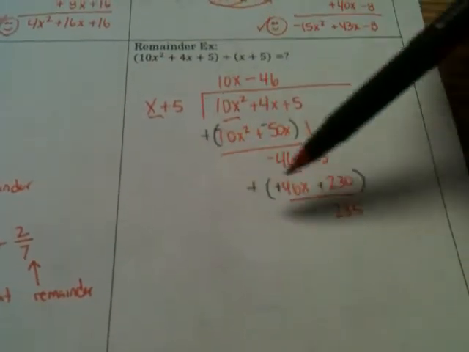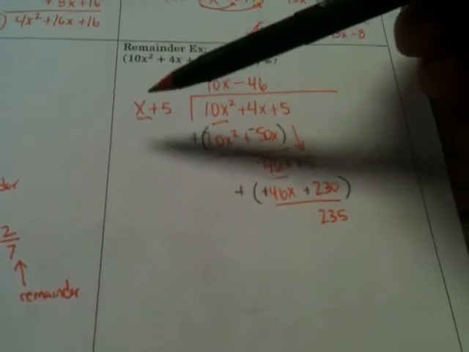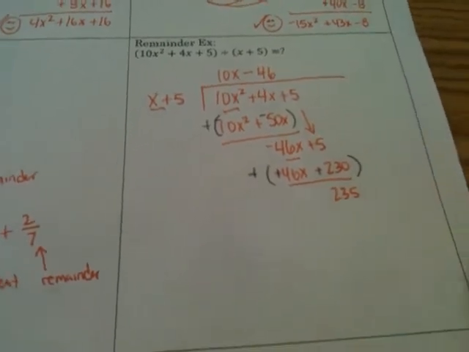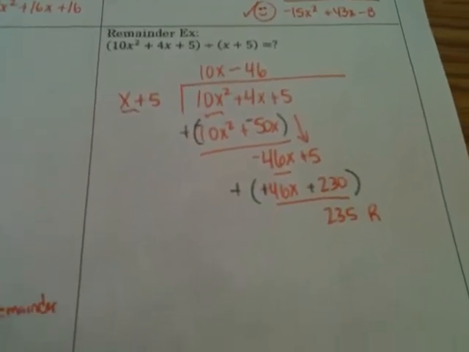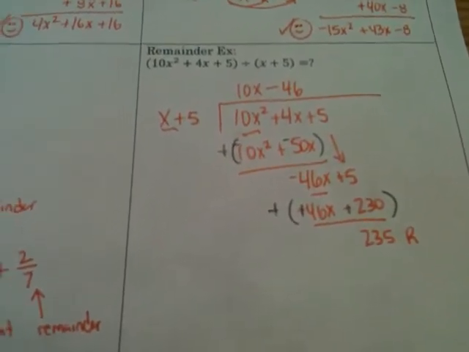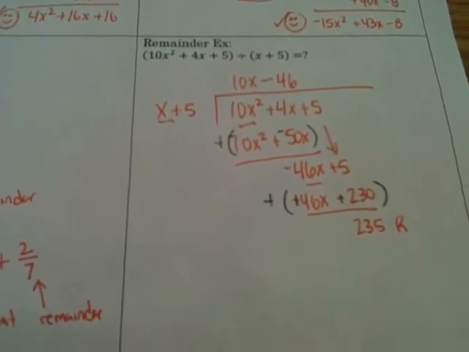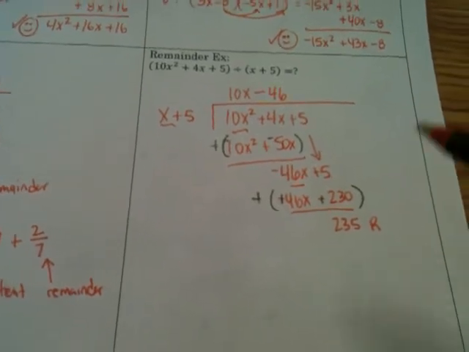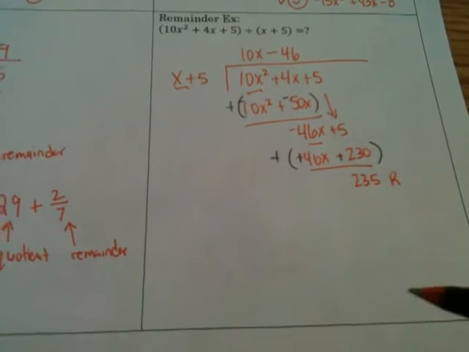All right, now, we would repeat the process again if we could. The problem here is that I can't multiply x by anything to give me 235. So this is our remainder. Now, seeing that we have a remainder of 235, we need to write our answer as a quotient plus the remainder portion. All right, we take the remainder and we put it over the divisor to get the remainder portion.